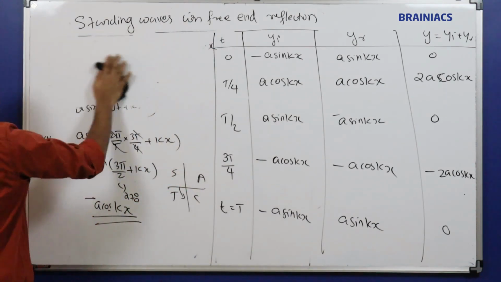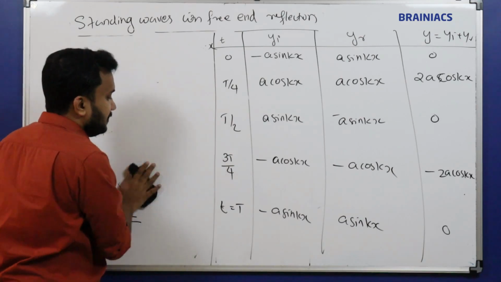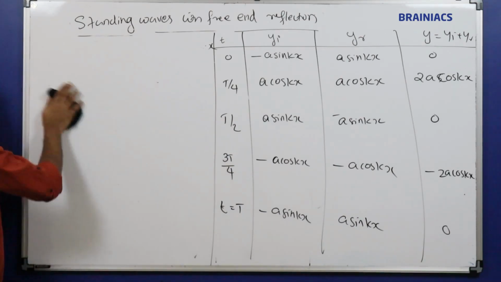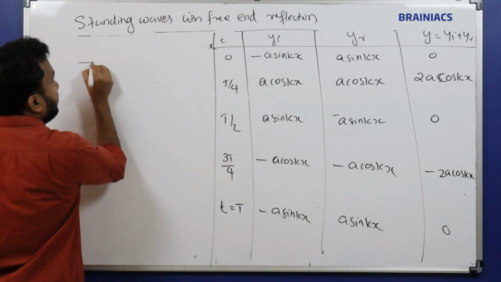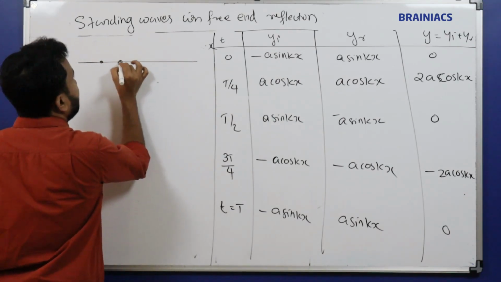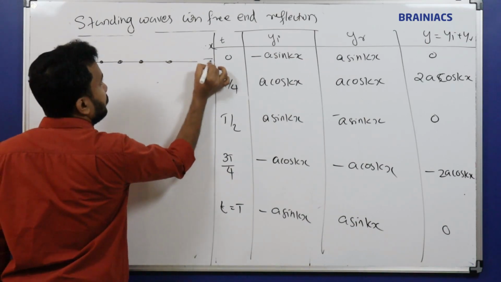So we'll draw the graph, fixed end reflection. The same way we have done, we'll do for a free end reflection also. So how will we get it? At t is equal to 0, everybody is in the same position at t is equal to 0.